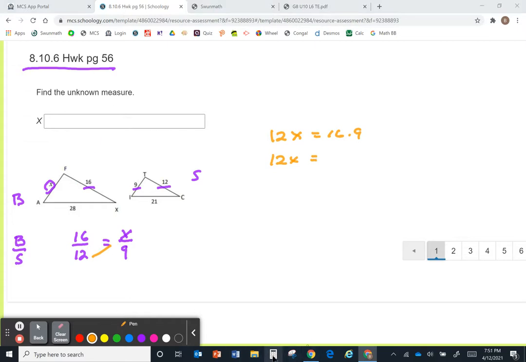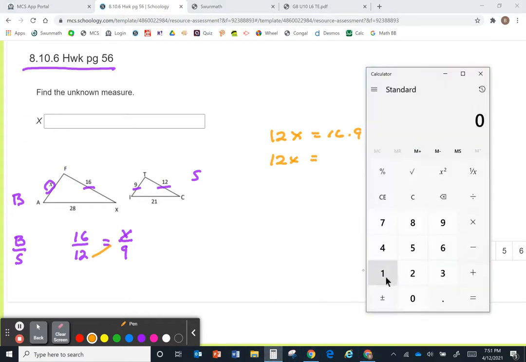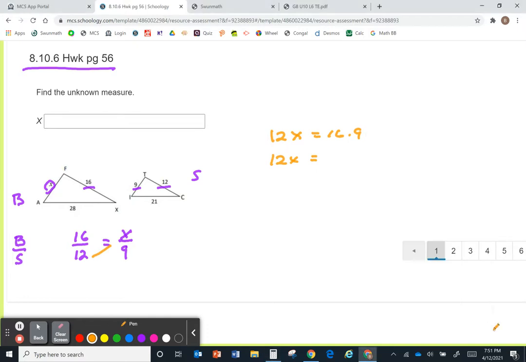Where's my calculator? 16 times 9 is 144. And you divide both sides by the 12. X is 12. There you go. Just put that in there like that. One done.